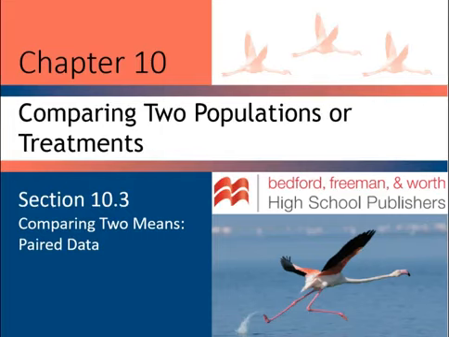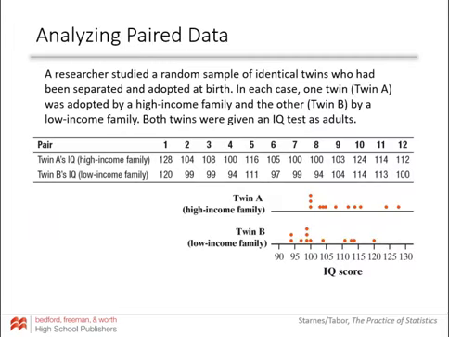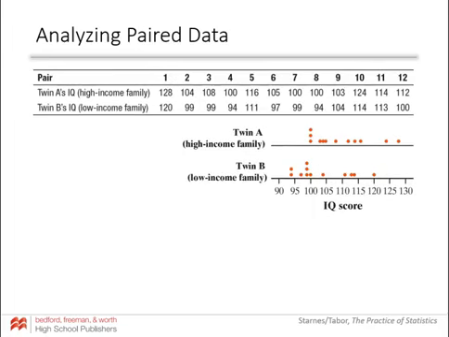Section 10.3, we're going to look at comparing two means like we did in 10.2, but this time we're going to look at what we call paired data. So we have an example here where we had identical twins who were separated at birth and then adopted, and one twin was adopted by a high-income family and another twin was adopted by a low-income family. We gave those twins IQ tests as adults, and here are their results.